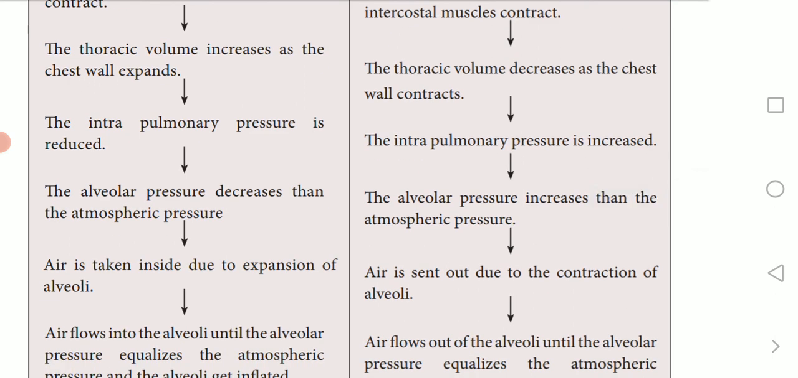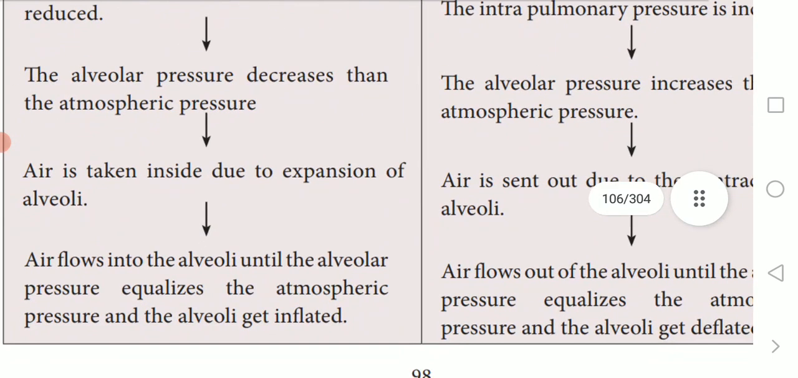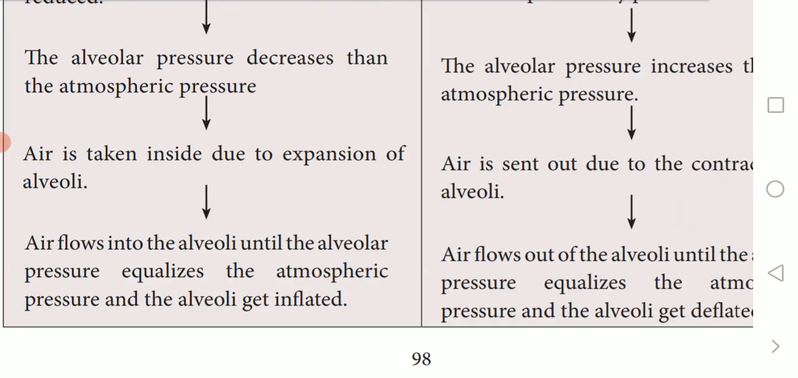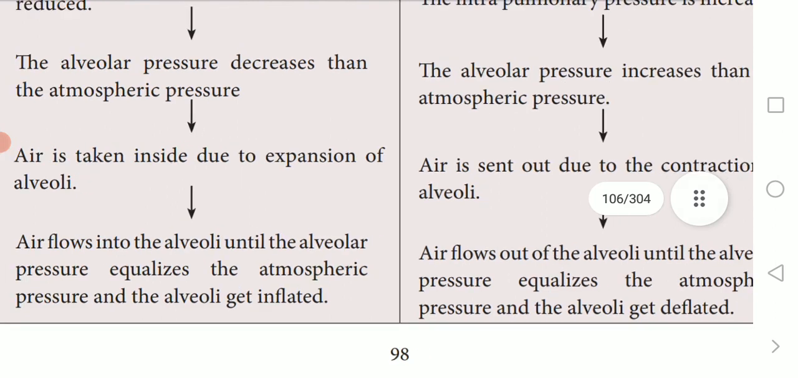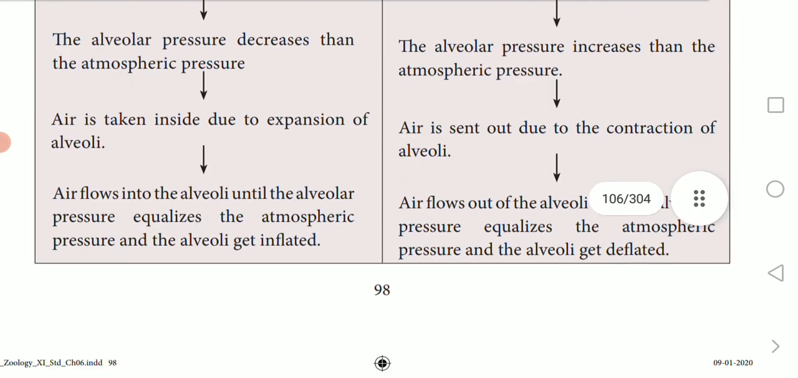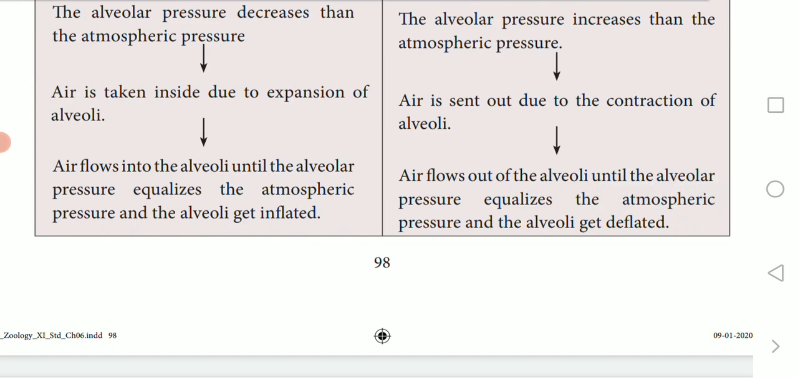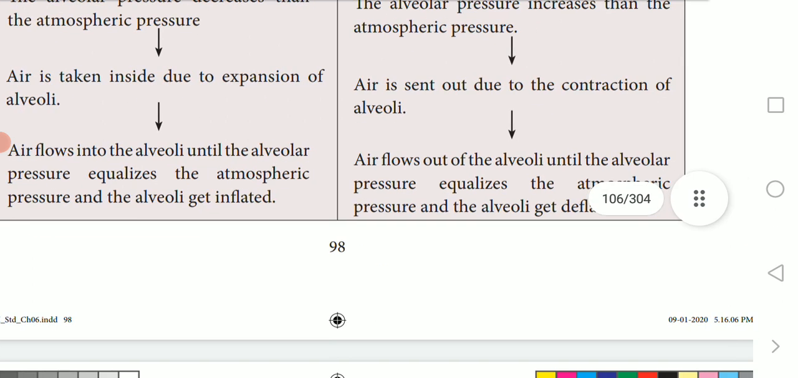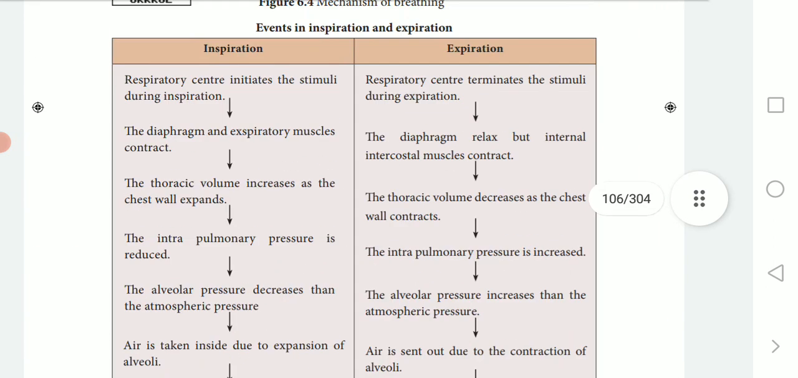Alveolar pressure is decreased relative to atmospheric pressure. Alveolar pressure is increased relative to atmospheric pressure. Air is taken inside due to expansion of alveoli. Air is sent out due to contraction of alveoli. Air flows into the alveoli until the alveolar pressure equalizes with atmospheric pressure and the alveoli get inflated. Air flows out of the alveoli until the alveolar pressure equalizes with atmospheric pressure and the alveoli get deflated. So this is important.